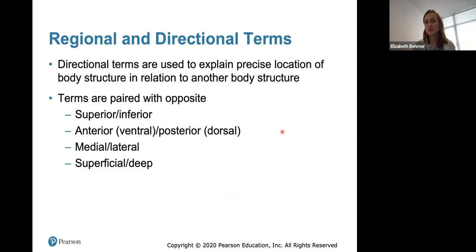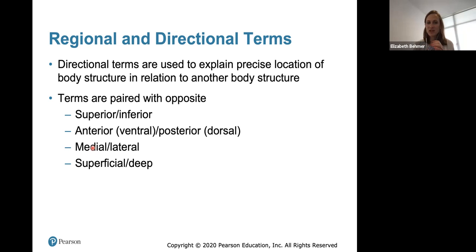So then we get to some directional terms that are used to explain the position and the precise location of the body structure in relation to another body structure. And the terms are paired with their opposite ones. So superior and inferior has to do with things towards the head or towards the feet. Anterior and posterior, also ventral and dorsal, anterior towards the front, posterior towards the back of the body. Medial and lateral, a medial structure is located closer to the midline, which goes down the center of your body, or lateral is further away from your midline.